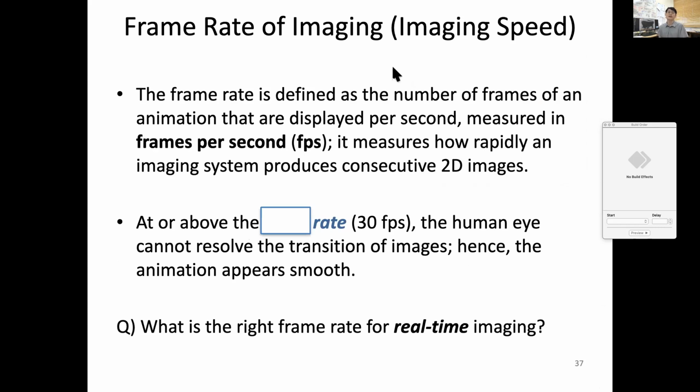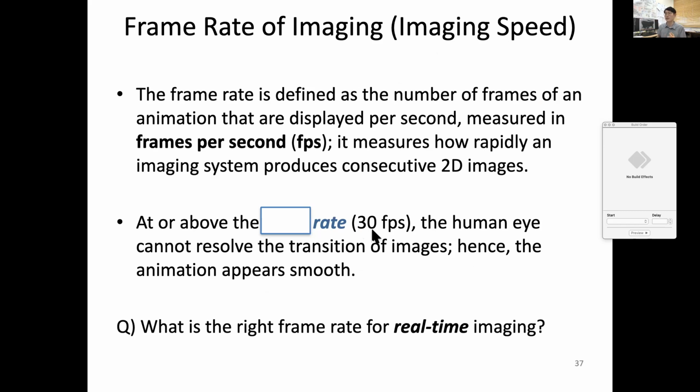All right, the next is about frame rate. We also care about the dynamics of the sample if the sample is alive, or live or dynamic. So imaging speed, we call it frame rate. It's very easy: how many frames per second? And remember, those who love watching YouTube or movies, our human eye cannot resolve the transition of images that fast. But over a certain higher frame rate, the animation appears smooth and we can perceive and understand the movie.